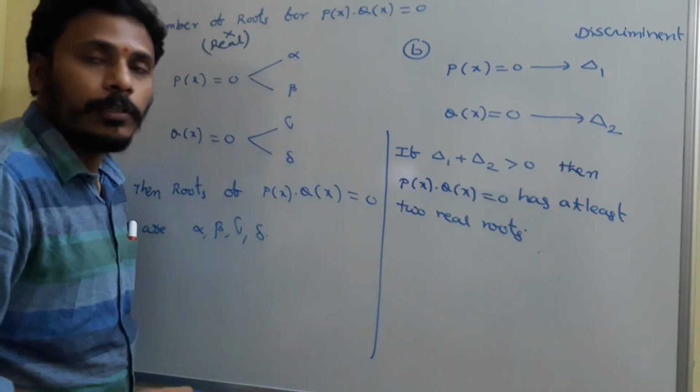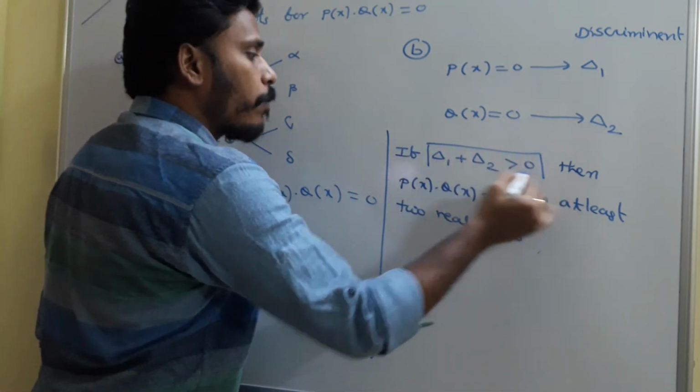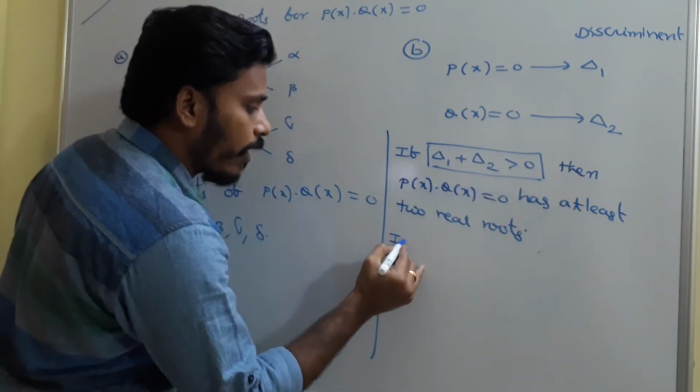so that's one possibility. On the other hand, if delta 1 plus delta 2 is less than 0, what will happen?